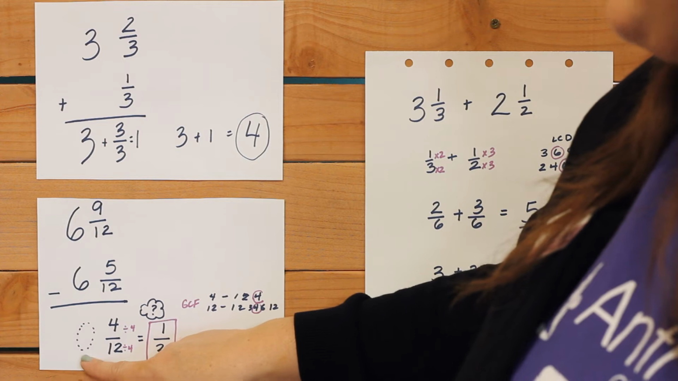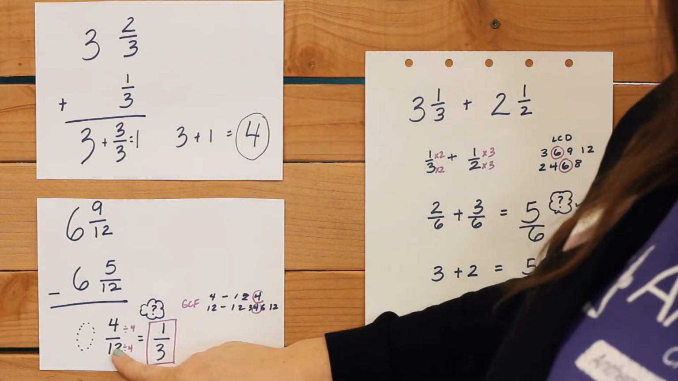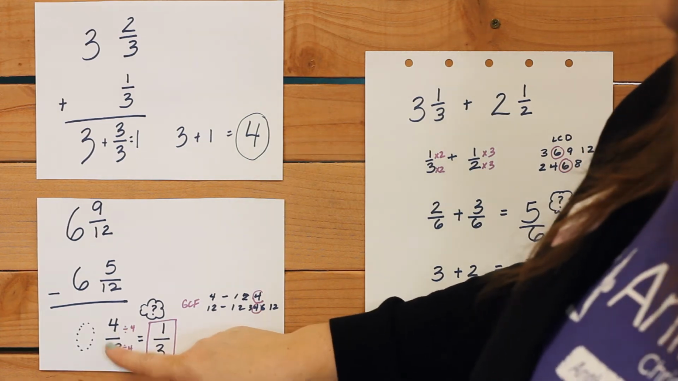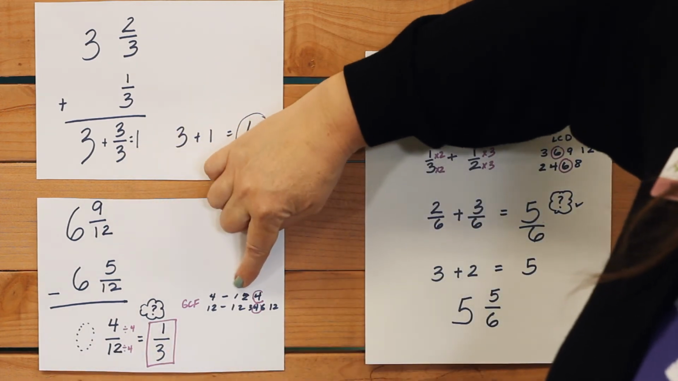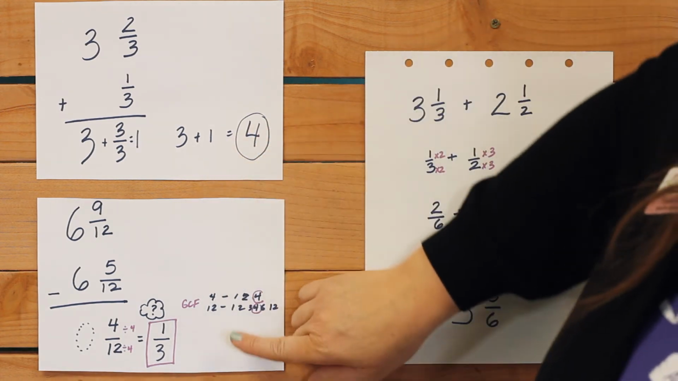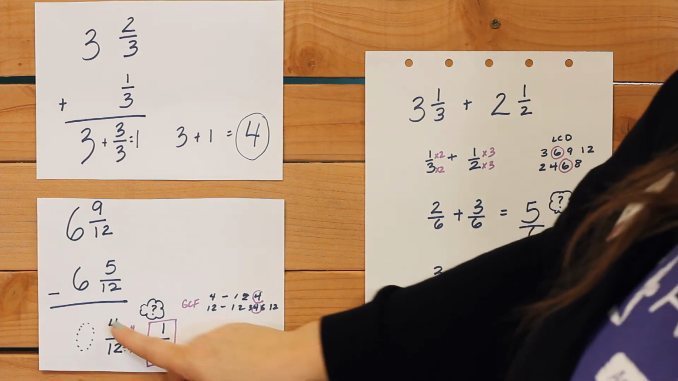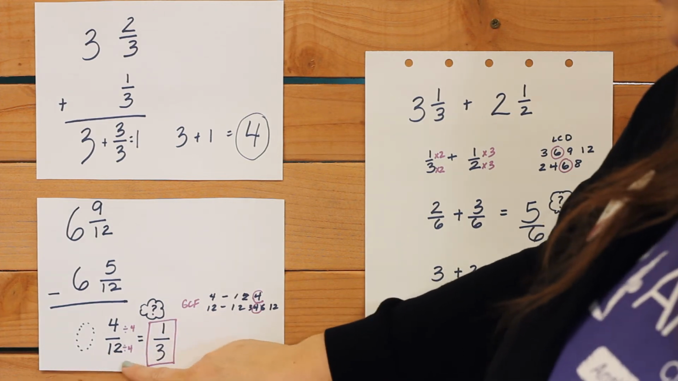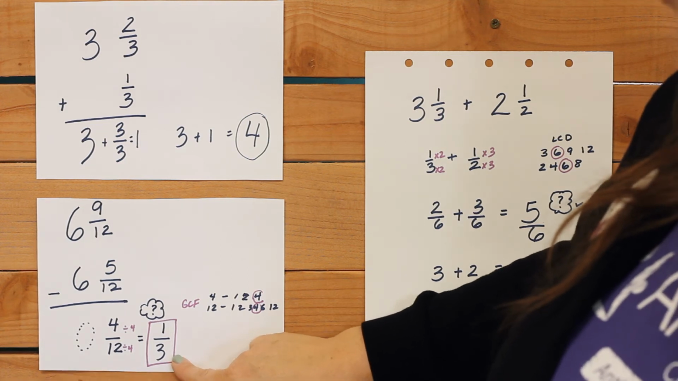6 minus 6 is 0. I wrote it in just so you could see it. We have 4/12. But is it in its simplest form? No. I do know that 4 is a factor of 12. But if you're not sure, you can list the factors: 1 times 4 and 2 times 2, and 1 times 12 and 2 times 6 and 3 times 4. So you can see 4 is common. Then you're going to divide 4 divided by 4, which is 1. 12 divided by 4 is 3. So your final answer is going to be 1/3.